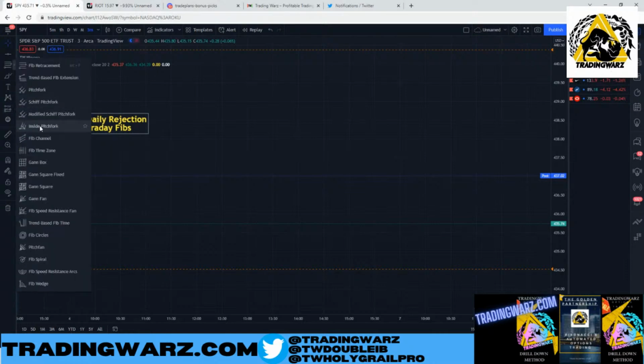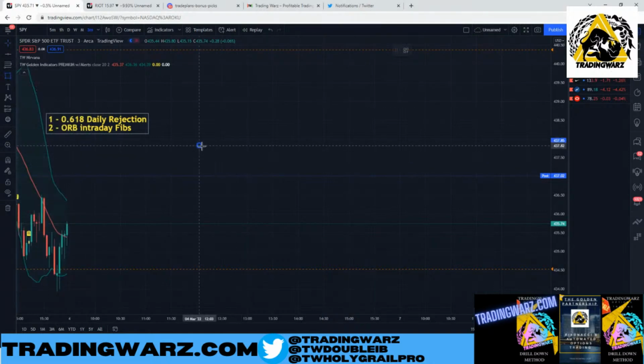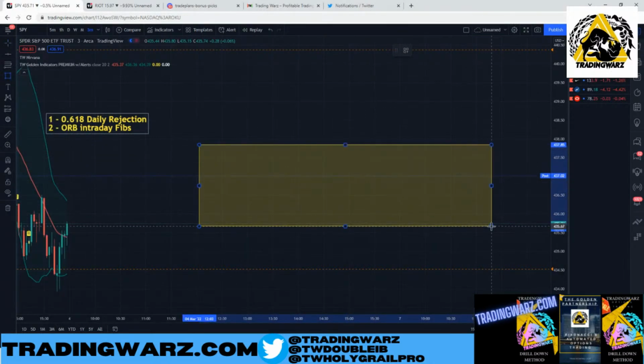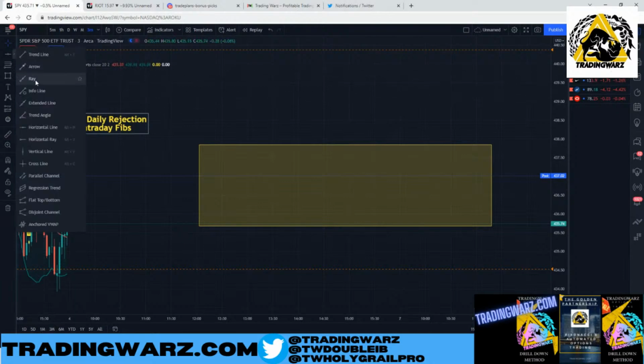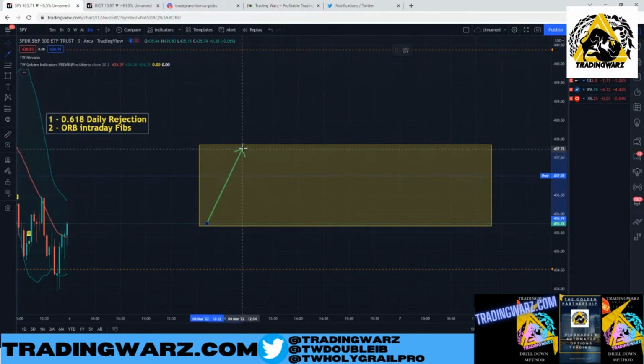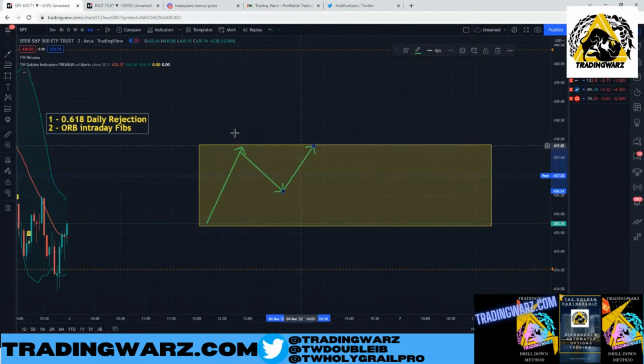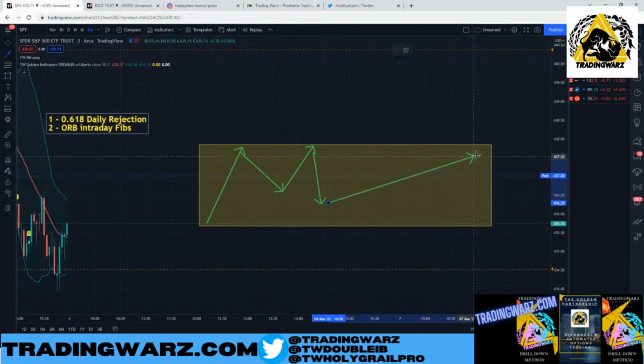So let me get a rectangle right here, like this. Okay. So let's say this is a range. This is the previous day's range. Okay, so we traded, we did something like this. This is what happened on that day. We did something like this, and then we did something like this. Let's just say that's the price action on the day. That's how it looked.